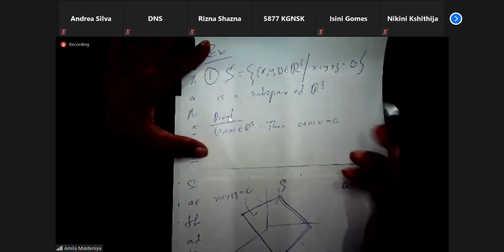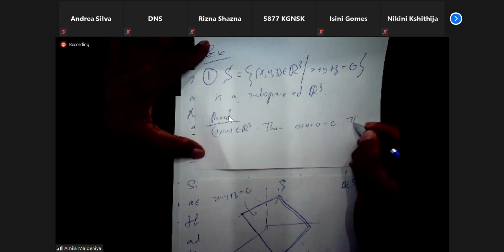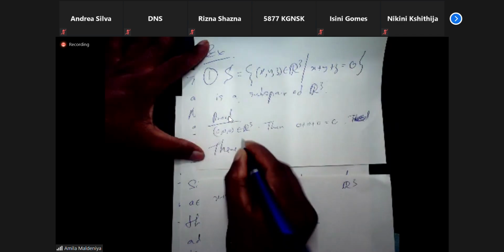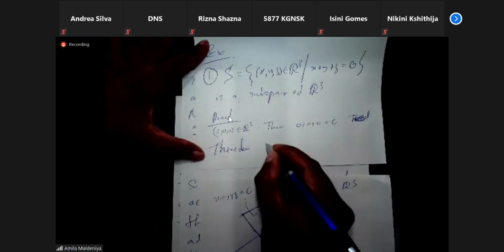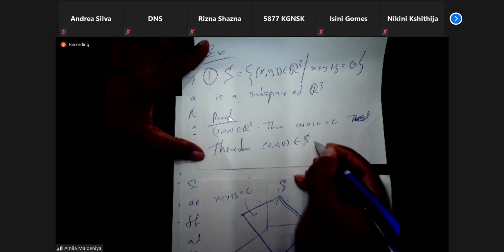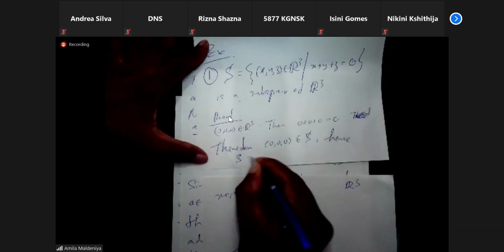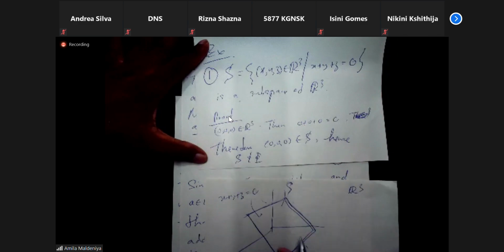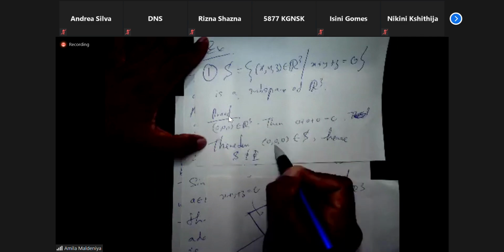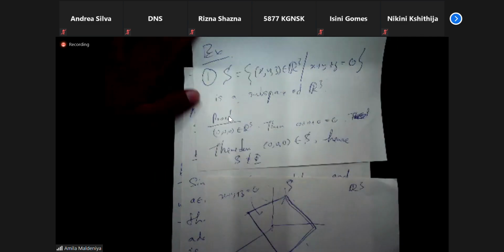Therefore, I can write down: 0 0 0 is an element of S. Hence, S is non-empty. Non-empty means it has at least one element. Here I just proved it has an element.